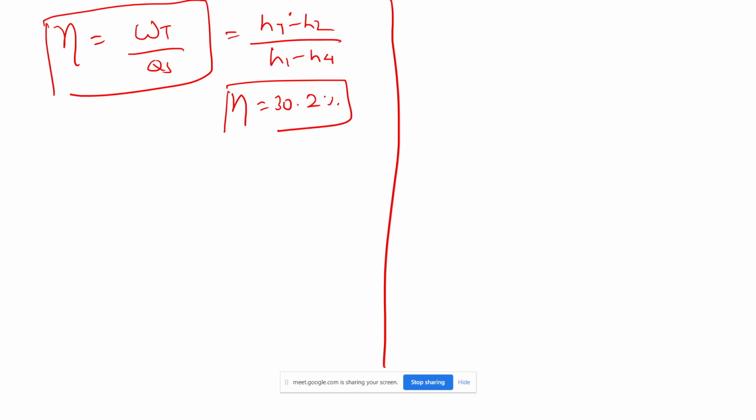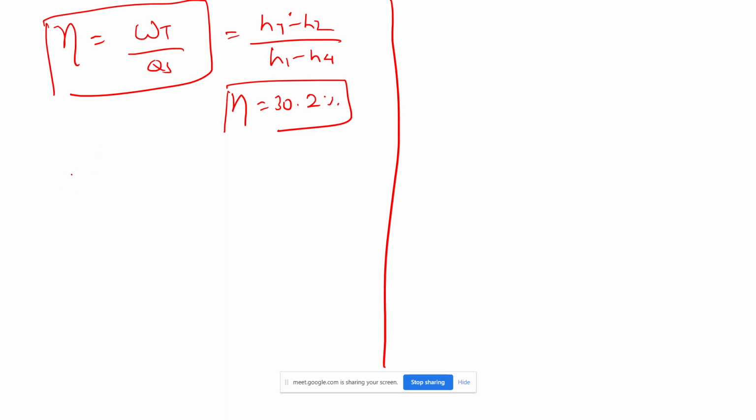It is a very simple question actually. Sir, since we have neglected the pump work, we have taken the enthalpy of heat addition the same, so H1 is equal to H2. What pump work is, it is given minimum.